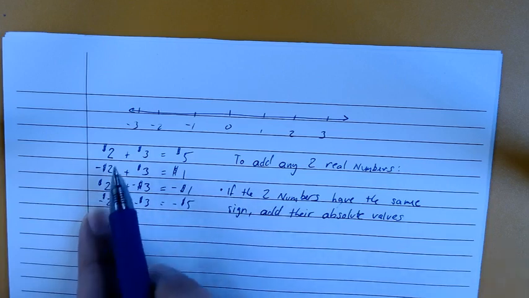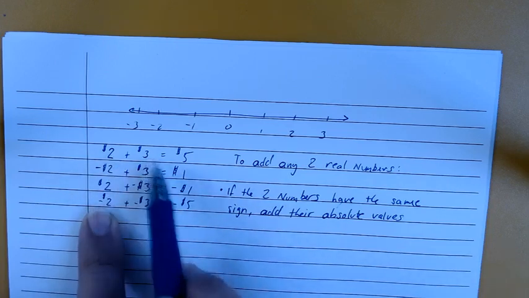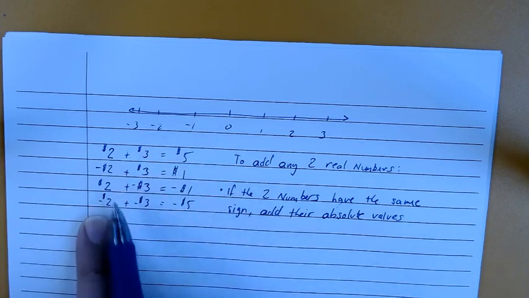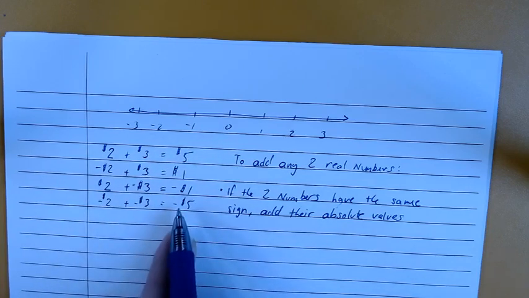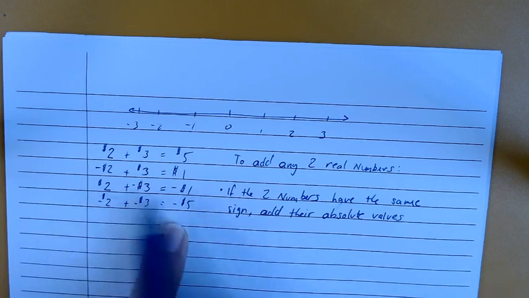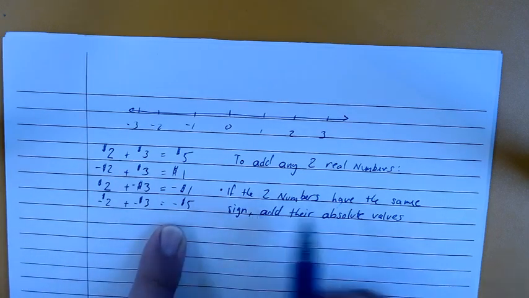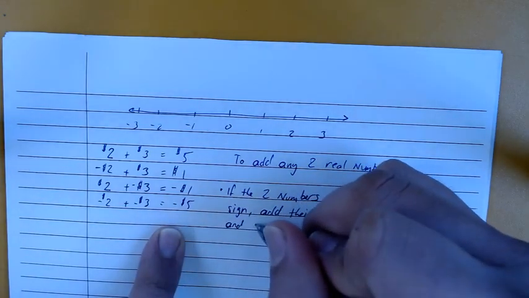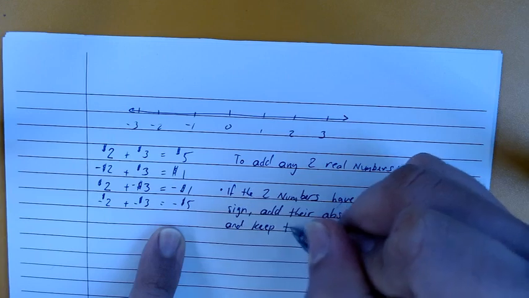Again, going back to the analogy of money, if you have money and you get more money, you have a bigger amount of money. If you have a debt and you acquire more debt, you have an even bigger debt. So you keep the sign of whatever you started with. If the two numbers have the same sign, add their absolute values and keep their sign.